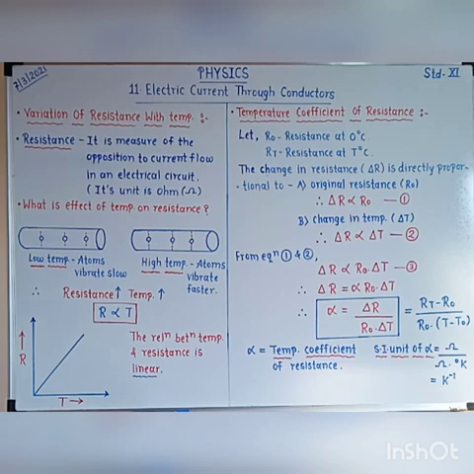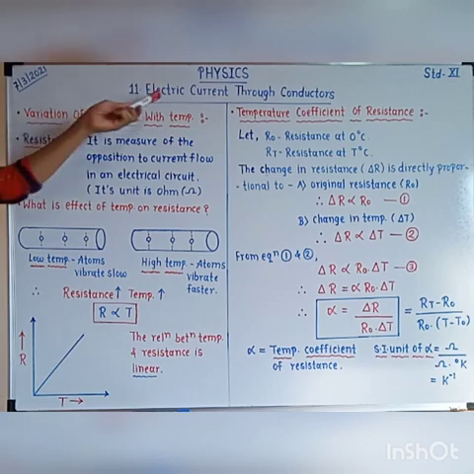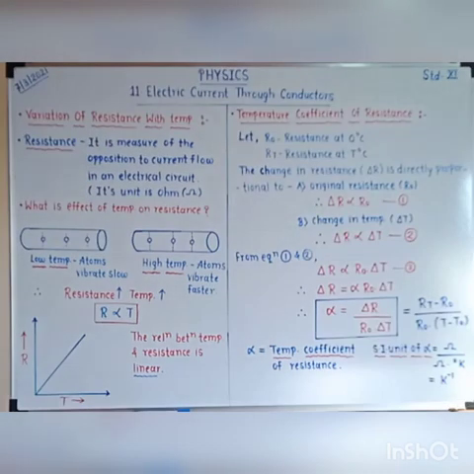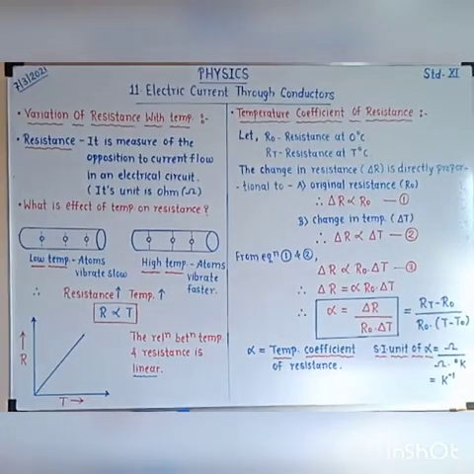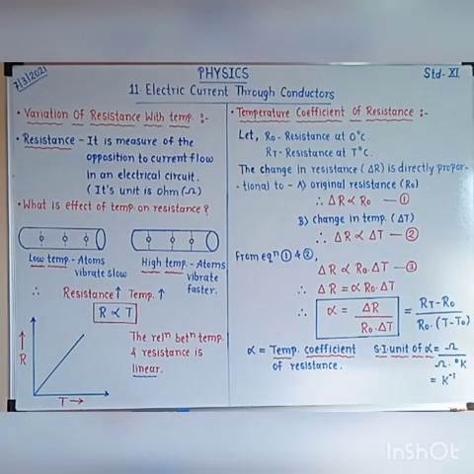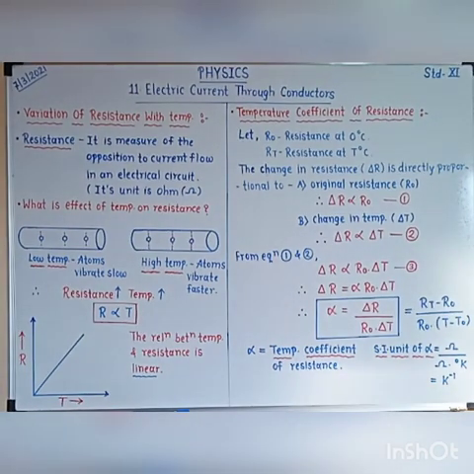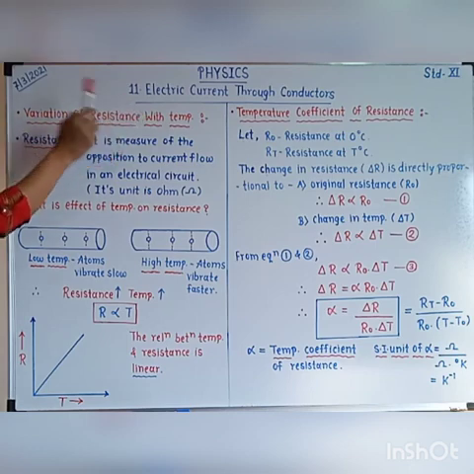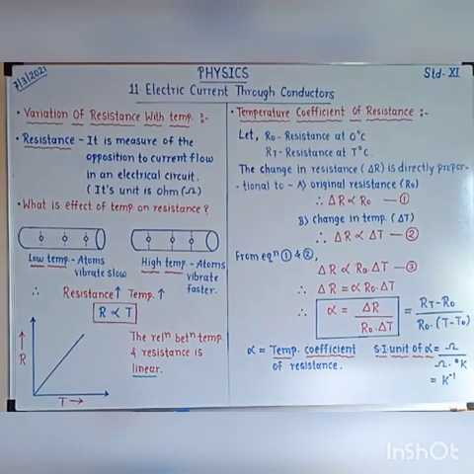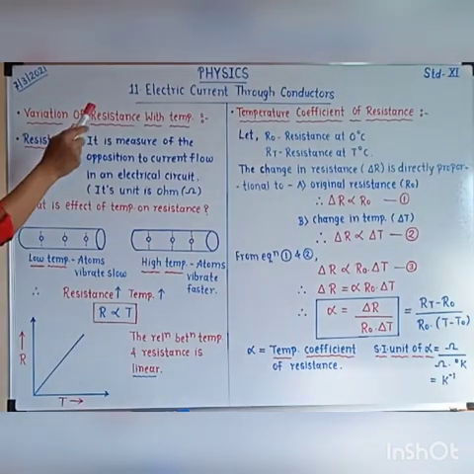So from this session we are going to start chapter number 11, Electric Current Through Conductors, which is from paper 2. Now in this chapter maximum points are reduced from the syllabus, that is from 11.1 to 11.9. These all points are reduced. So today we are going to start the next point, that is variation of resistance with temperature. So we will study the relation between resistance and temperature.